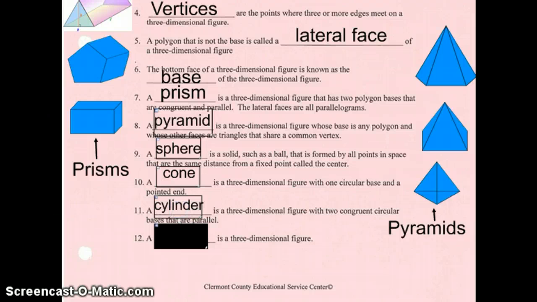A cylinder is a three-dimensional figure with 2 congruent circular bases that are parallel. So a cylinder is similar to a prism, but instead of having parallelograms as the lateral faces, it just has one rectangle that is folded around. And a solid is a word for any three-dimensional figure. Turn your notes to the next page.